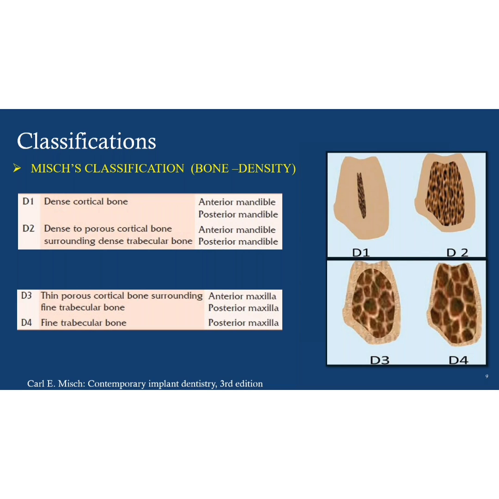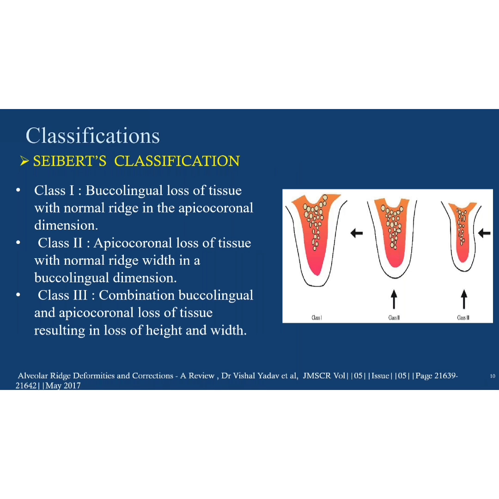D3 bone was thin porous cortical bone surrounding fine trabeculae bone. It is seen in the anterior maxilla and the tactile sensation was like balsa wood. D4 is the fine trabeculae bone with Hounsfield units of 150 to 350 and the tactile sensation was like a styrofoam sheet. And D5 bone has Hounsfield units of less than 150, and it is known as the immature non-mineralized bone.